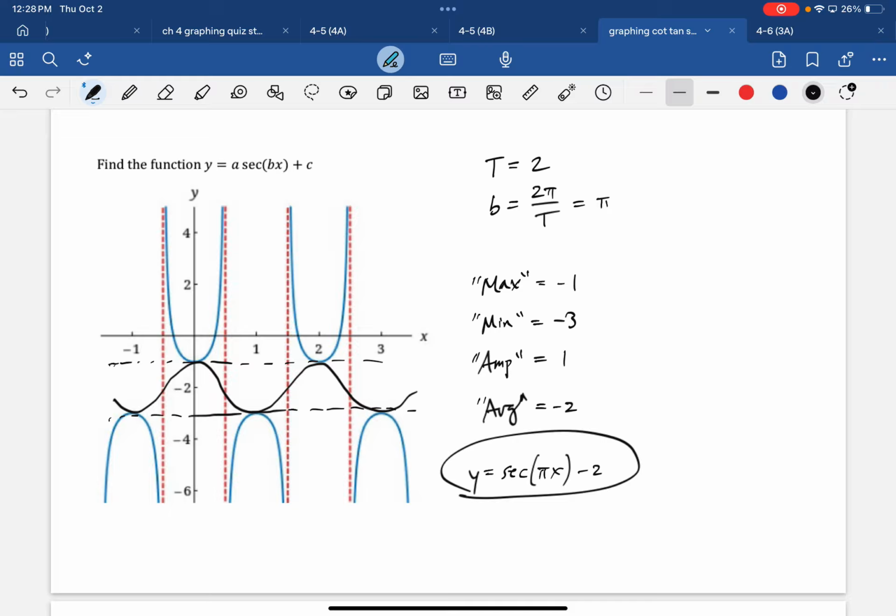Any questions? There will not be a quiz on this, but it will be on the test. So what's the next quiz on? The next quiz is the same as the group quiz.